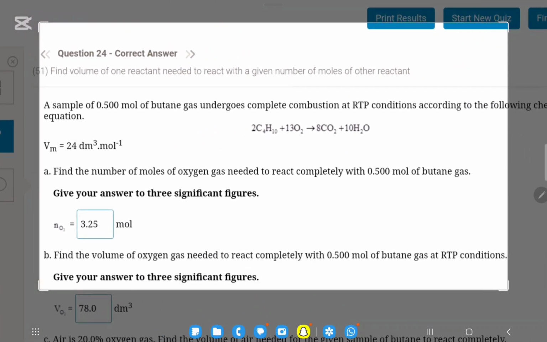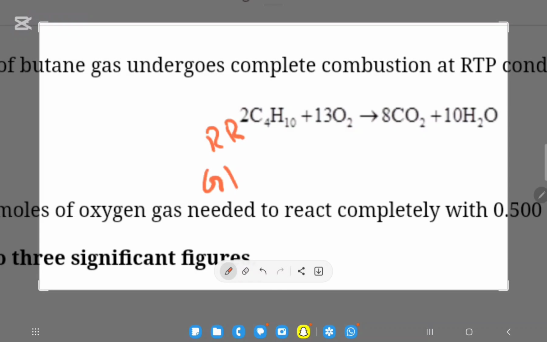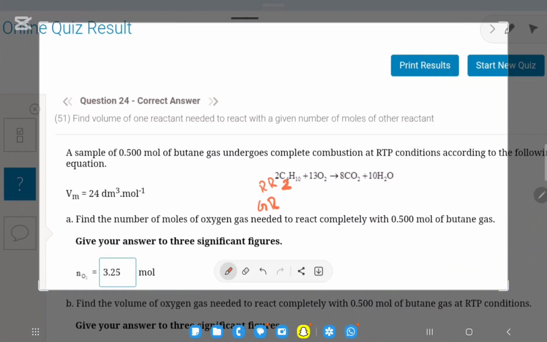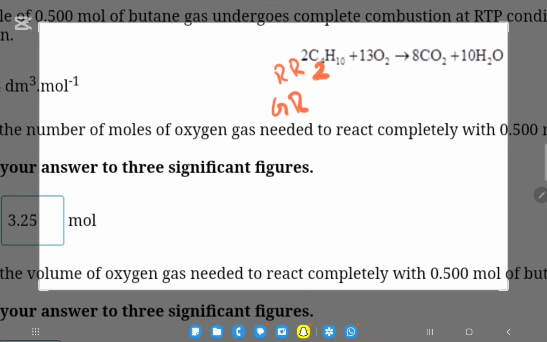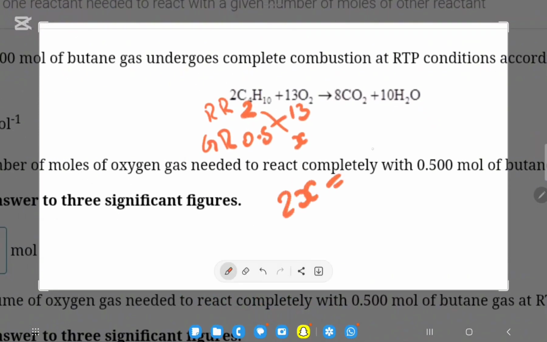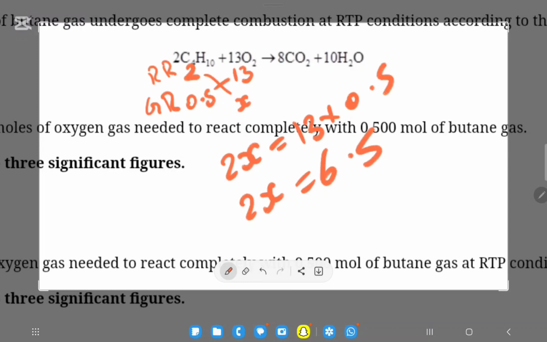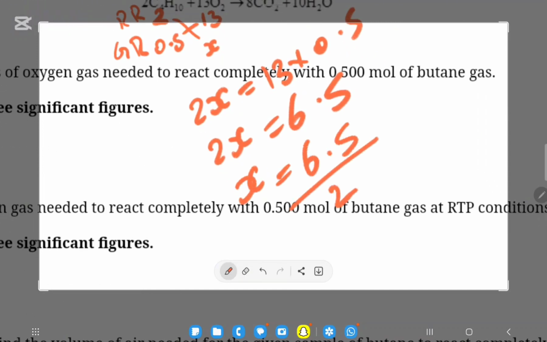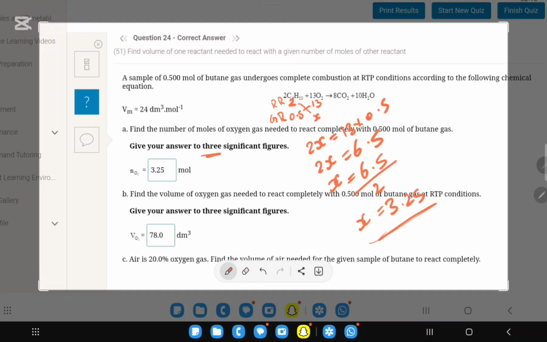Find the number of moles of oxygen gas needed to react completely with 0.50 moles of butane gas. In the reactant ratio, we have 2 moles of butane. As we said, RR is 2, and they want oxygen needed, we have 13. GR is 0.5 for butane, and X we need to find for O2. We cross multiply. 2X equals 13 times 0.5. 2X equals 6.5, and then X is 6.5 divided by 2. X is 3.25. They want 3 significant figures. It's already 3 significant figures, so you put it as it is.